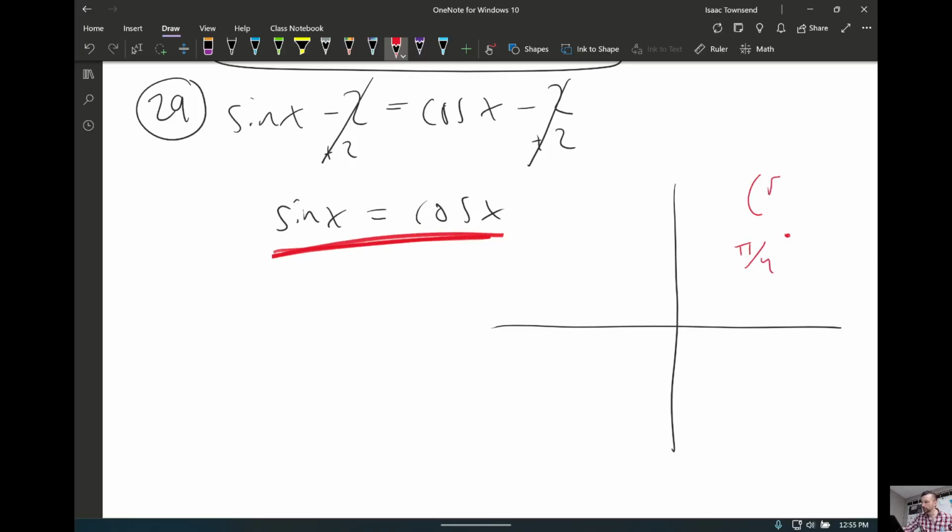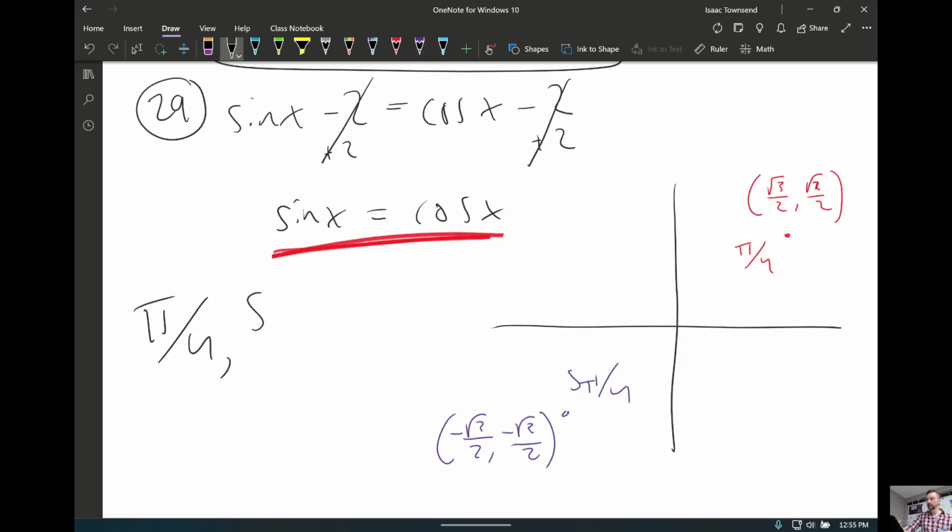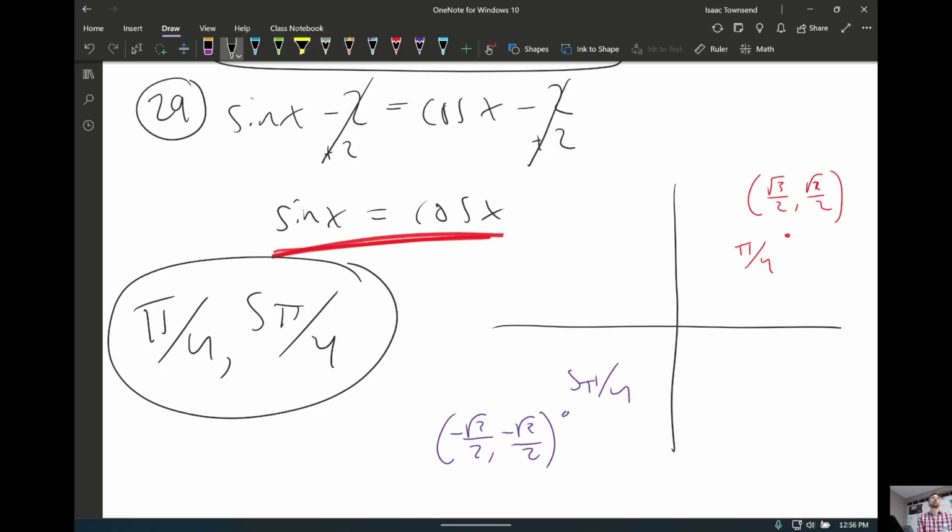At pi over 4, they're both the same thing, square root of 2 over 2. And at 5 pi over 4, sine and cosine are both negative square root of 2 over 2. So your answers would be pi over 4 and 5 pi over 4. So if you want a challenge, go ahead and square both sides and try it out. Just make sure that you check for extraneous solutions if you go that route.